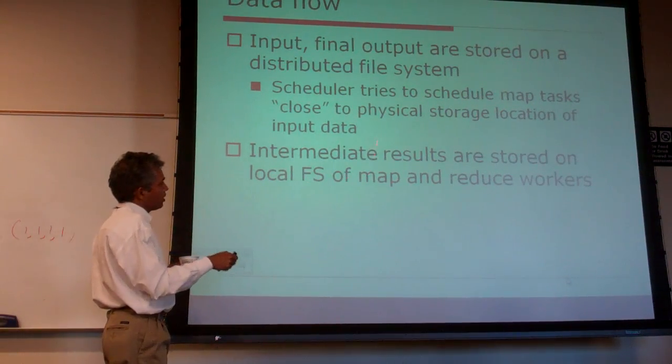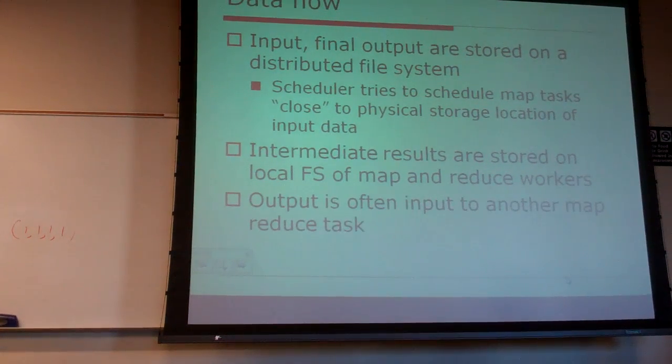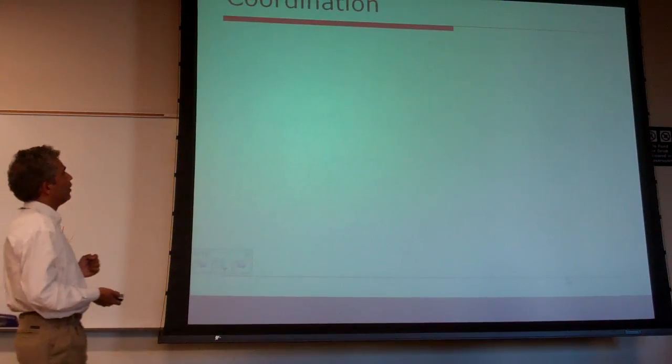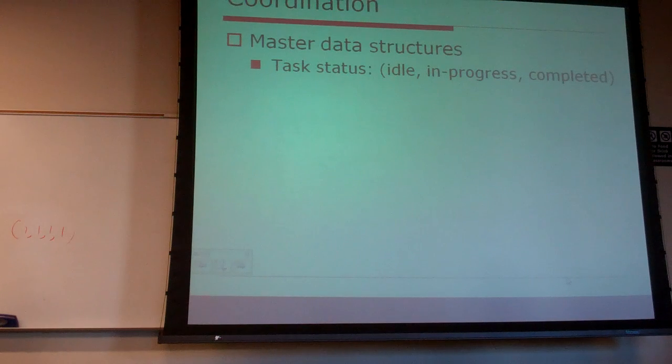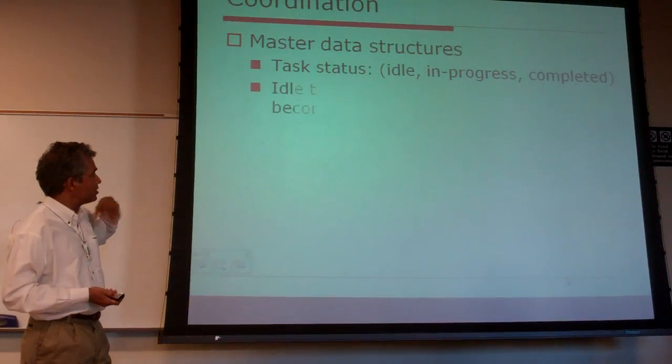Intermediate results are stored on the local file system of the map tasks. Output is often input to another MapReduce. So sometimes the MapReduces could be pipelined. Your single computation might have multiple MapReduce phases. It doesn't have to be just one map and one reduce. Now coordination is about how the processes coordinate.